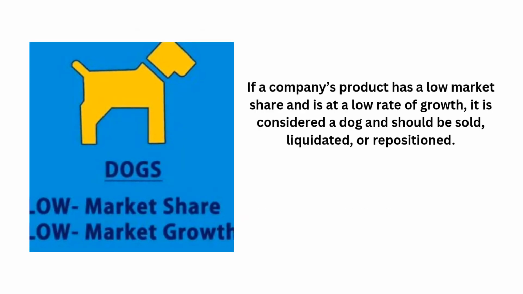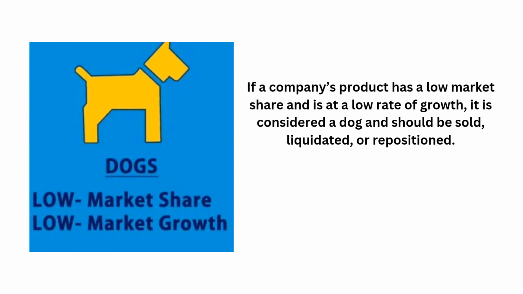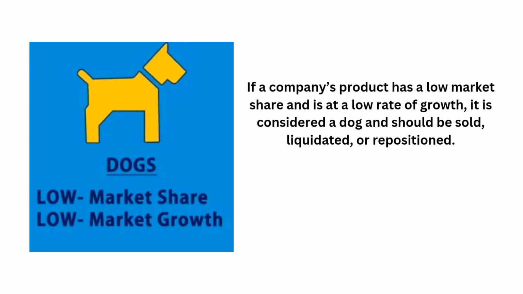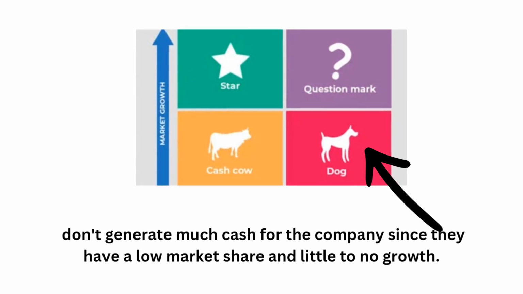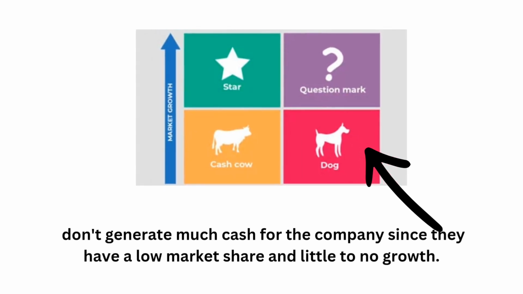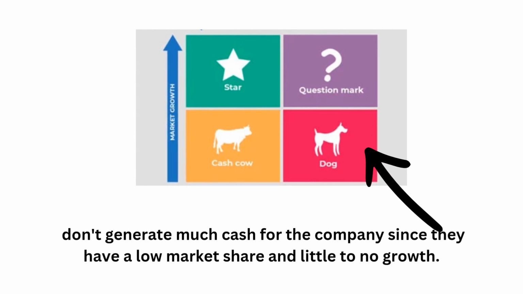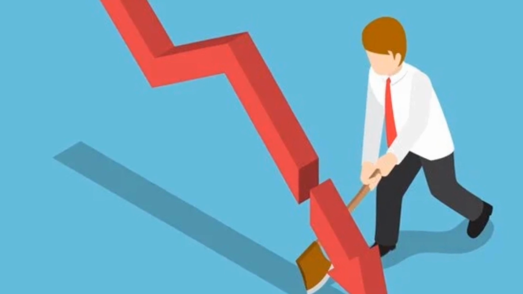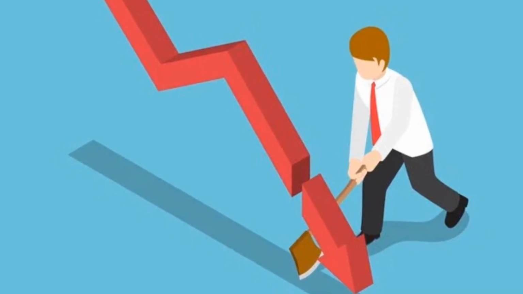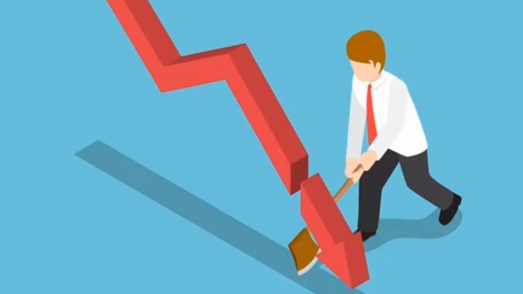And finally, the dogs. If the company's product has a low market share and is at a low rate of growth, it is considered a dog and should be sold, liquidated, or repositioned. Dogs, found in the lower right quadrant of the grid, don't generate much cash for the company, since they have a low market share and little to no growth. Because of this, dogs can turn out to be cash traps, tying up company funds for long periods of time. For this reason, they are prime candidates for divestiture.